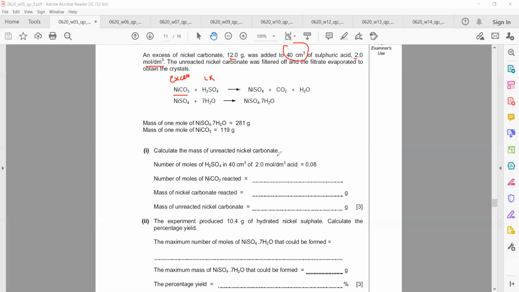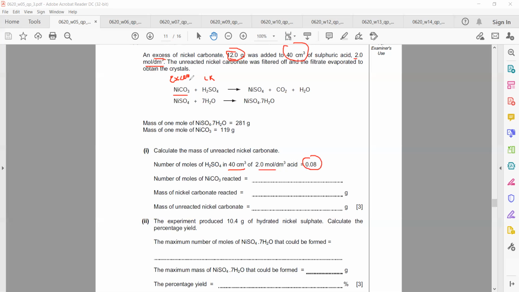Calculate the mass of unreacted nickel carbonate. The number of moles of sulfuric acid in 40 cm cube, 2 mole per dm cube. So they already did the first part for you, that is 0.08. Now they are asking the number of moles of nickel carbonate reacted. Because this 12 gram, we have the mass of nickel carbonate, but that is in excess, more than enough for a complete reaction. They are asking how many are reacted.